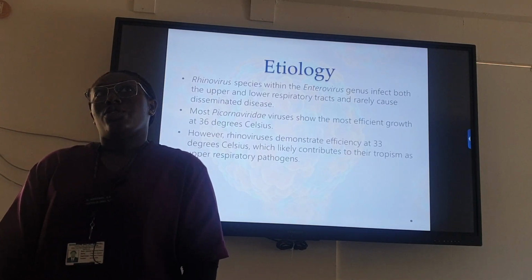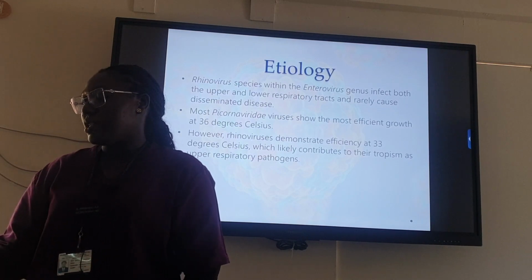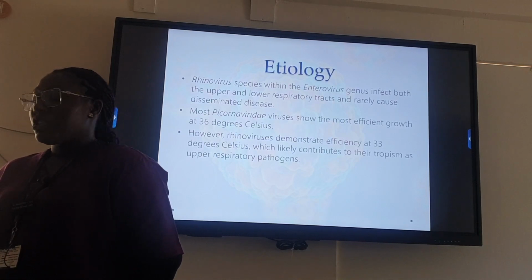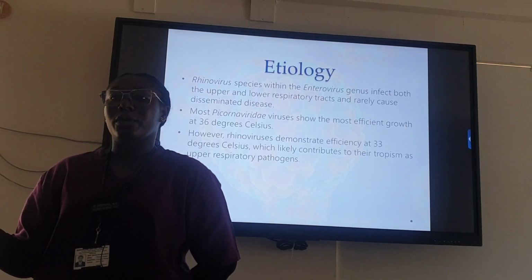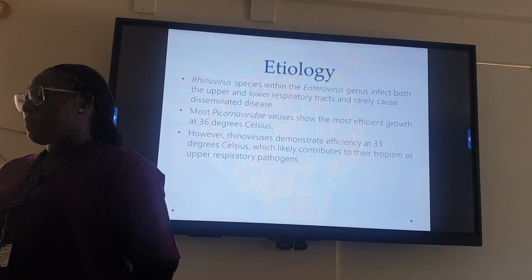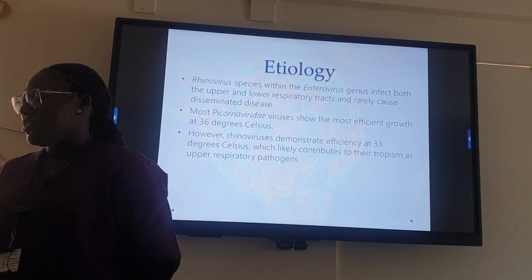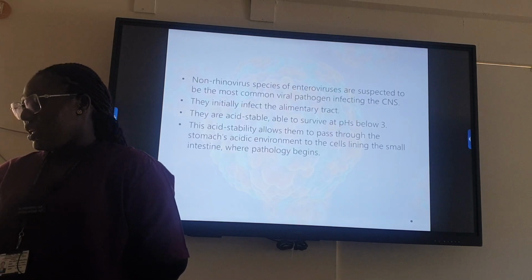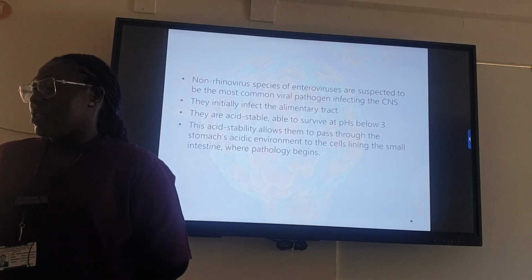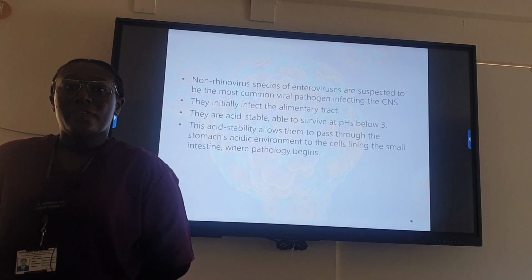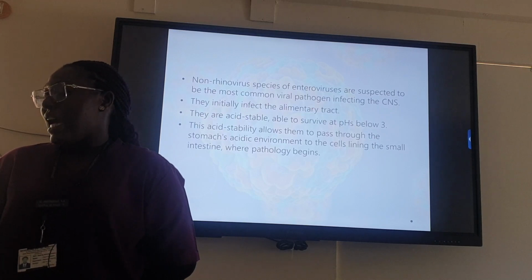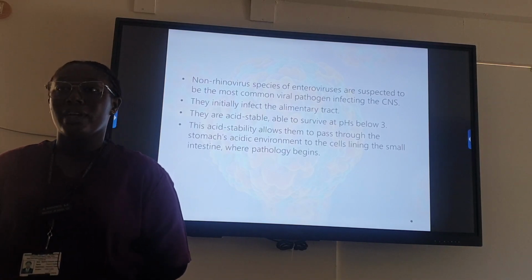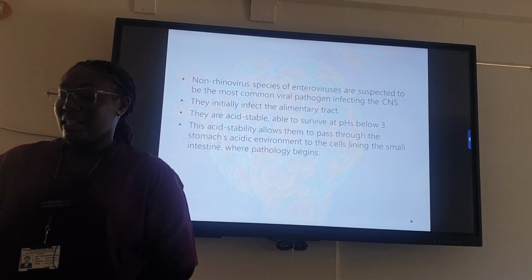So the etiology. We have the rhinovirus and the non-rhinovirus species. The rhinovirus species is in the enterovirus genus, which infects both the upper and lower respiratory tract, and it rarely causes related disease. Most enteroviruses belong to the family Picornaviridae. Most of them show efficient growth at 37 degrees Celsius. However, rhinoviruses only show efficient growth at 33 degrees Celsius, which contributes to their tropism for upper respiratory conditions. The non-rhinovirus species are suspected to be common viral pathogens that infect the CNS. They affect the alimentary tract first, and they are stable below a pH of 3. Because of this acid stability, they are able to pass through the stomach acid environment and then show their effect in the intestine.